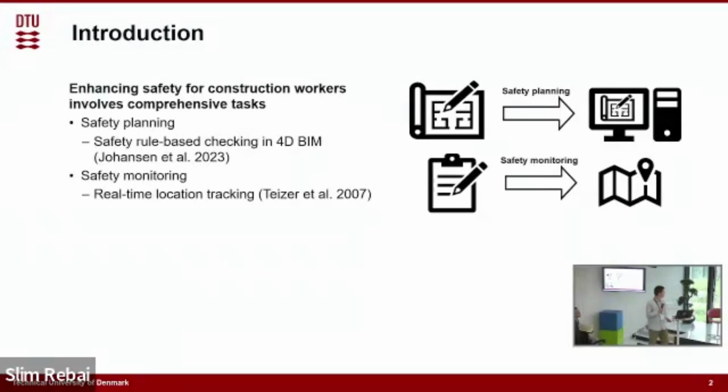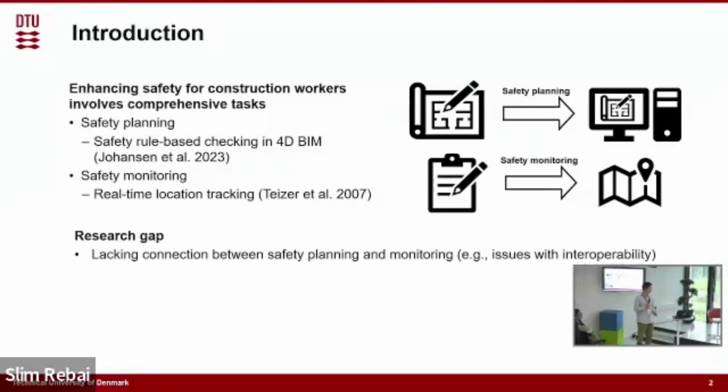Enhancing safety for construction workers usually involves comprehensive tasks, for instance, safety planning and safety monitoring. And there has been abundant research on how to automate the individual tasks. For instance, safety rule-based checking algorithms in 4D BIM for safety planning. And there has also been an emergence of various sensing technologies helping safety managers to do the safety monitoring.